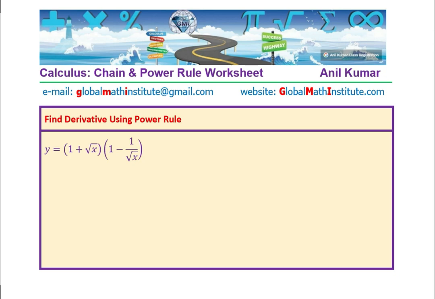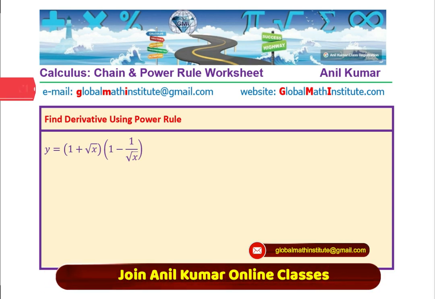So in the last question, we have combined most of the things which we have learned. We have 1 plus square root x times 1 minus 1 over square root x. How will you do this? Well, you can pause the video, answer this particular question. We'll first expand and simplify, right? And then apply the power rule.